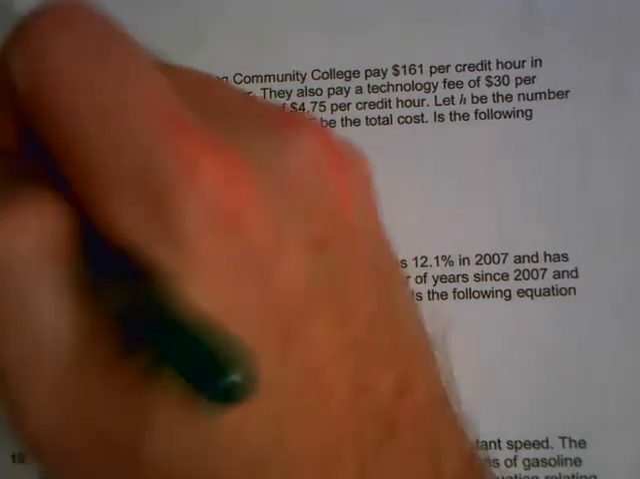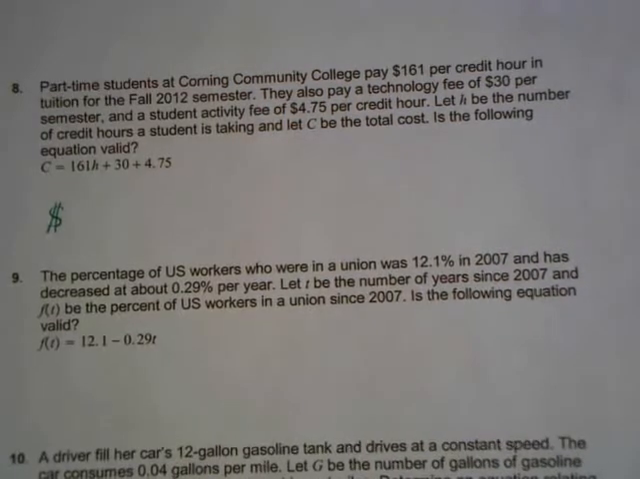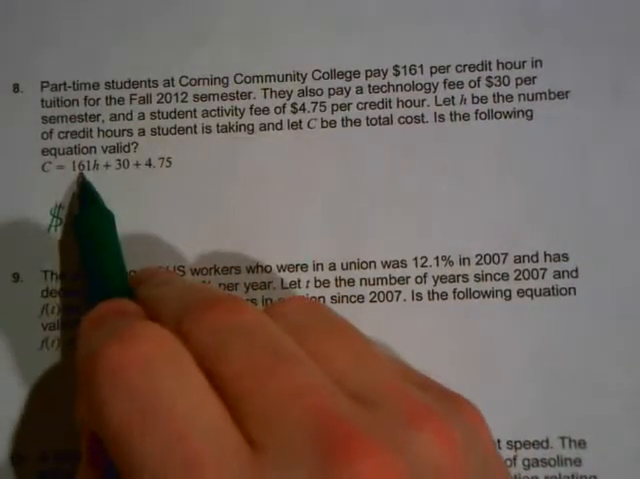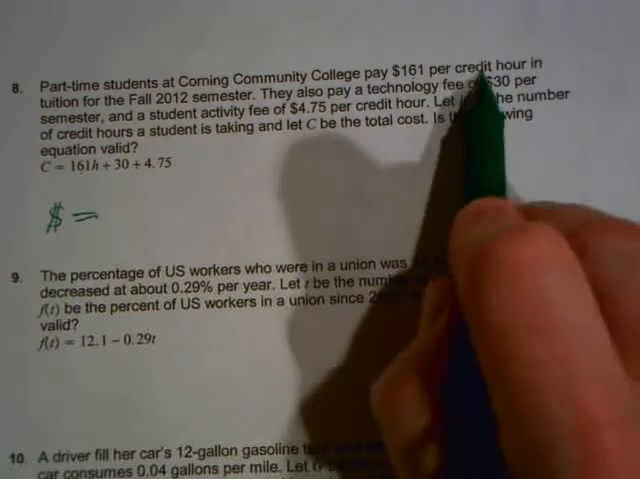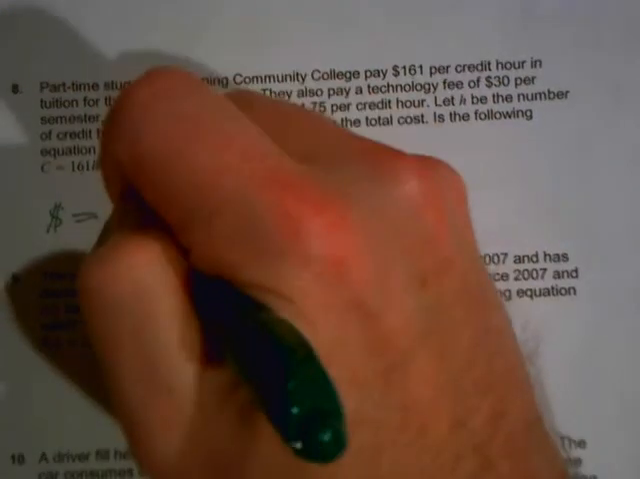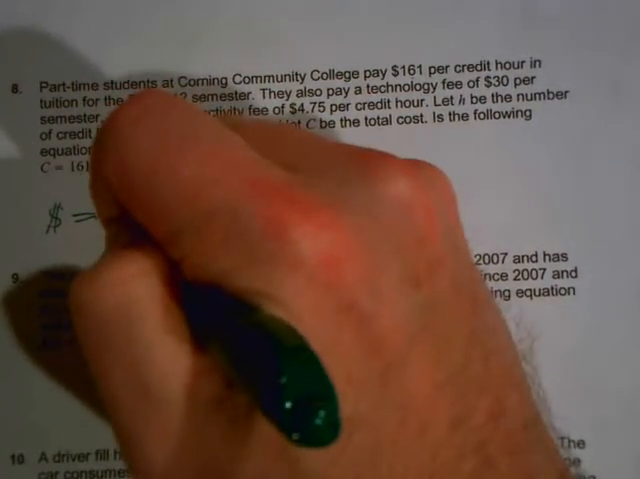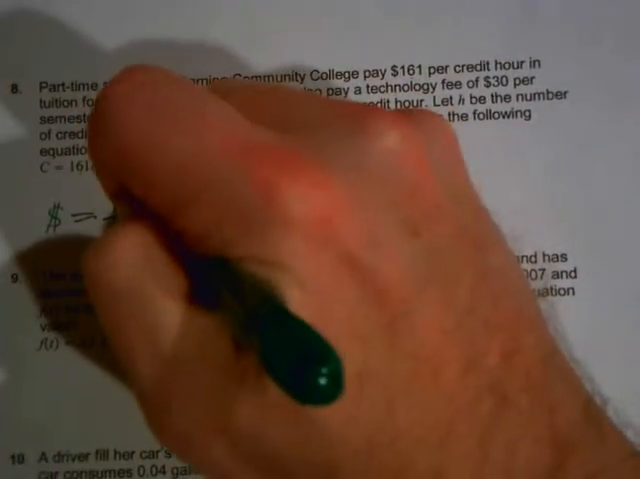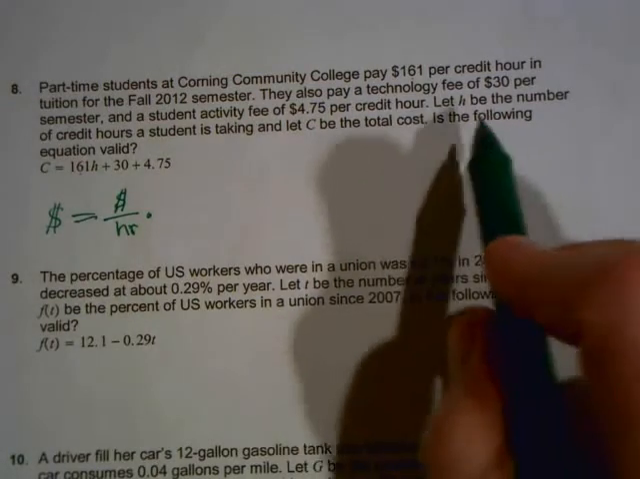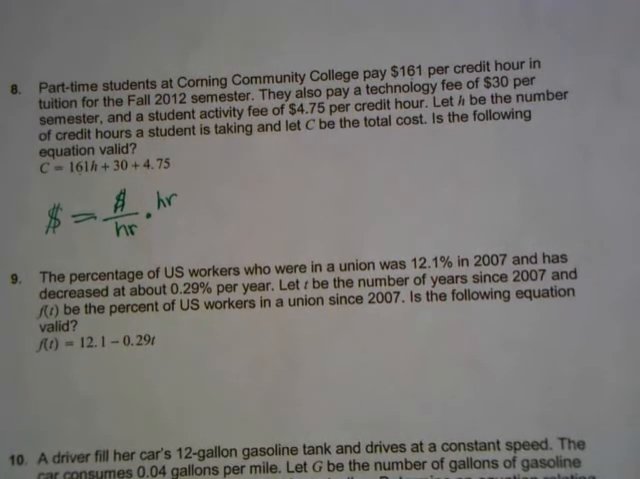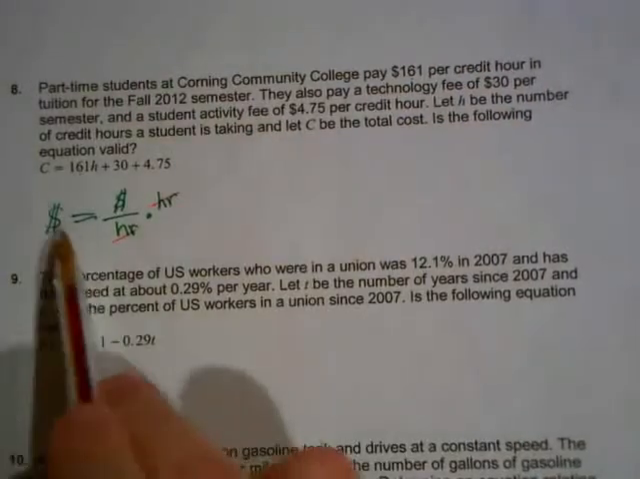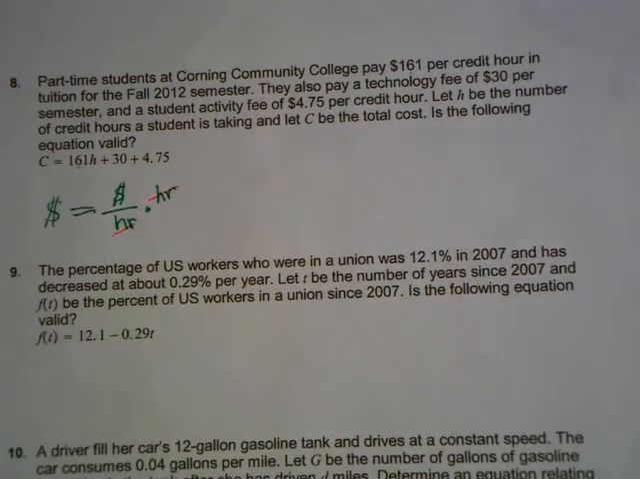Cost. C is cost. When we get all done, cost, of course, is simply money. So there's my units on C. The number 161. This is $161 per credit hour. Per means divide. So this is money per credit hour. And H, we're multiplying by H. H is the number of credit hours. So notice we have hours on bottom, hours on top. So far we have money equals money. So far we're good. Let's keep going.